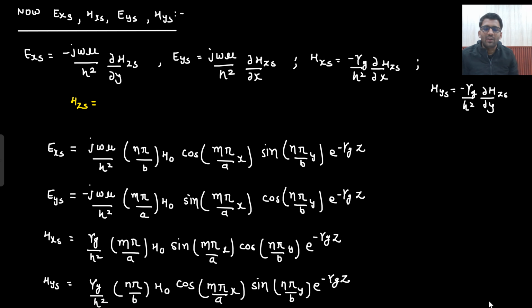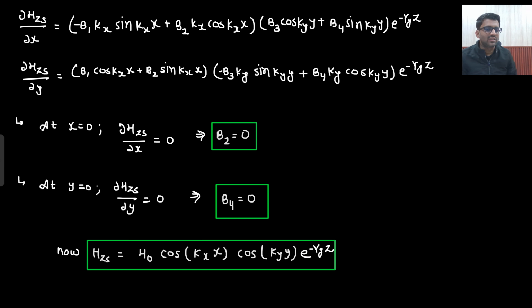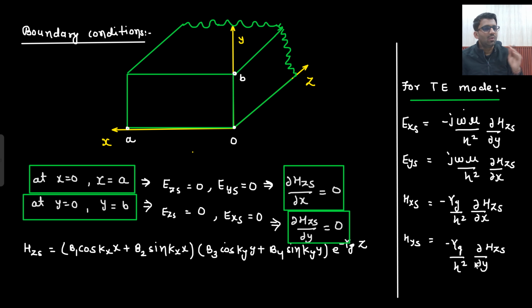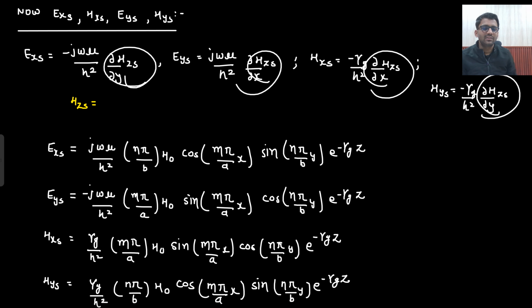Okay, so we have got the expression of Hzs. Now what we need to find? Hx, Hy, Ex and Ey. And which equations will we use? These equations we will use. These equations we have already written down. How do we write it down? That also we have seen. So using these equations, what can we find out? Ex, Ey, Hx and Hy. What we need to do? We just need to do the differentiations. So we will do the differentiation, and these expressions we will get.